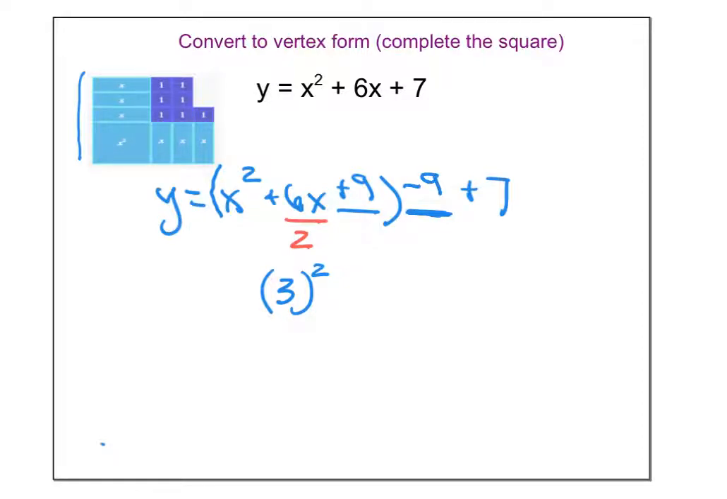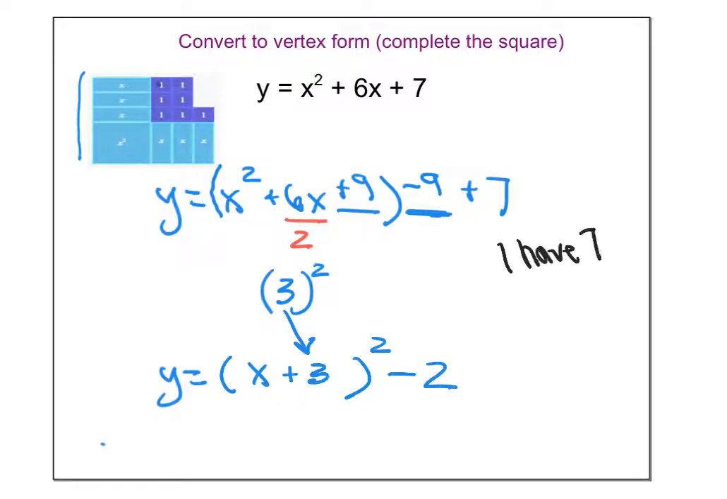So now we're ready to rewrite this in vertex form. So I have the y equals. Now this part of a perfect square trinomial, we practiced making it into the binomial. In this case, it'll be the x plus 3. This 3 right here is what goes in there. And then how do I finish this off? A negative 9 plus 7 is a negative 2.